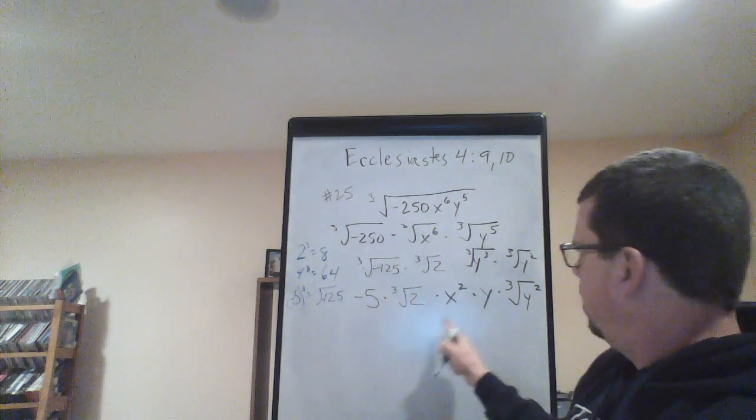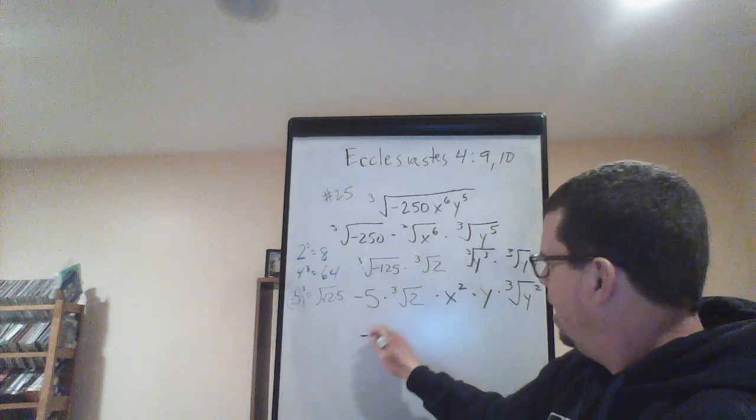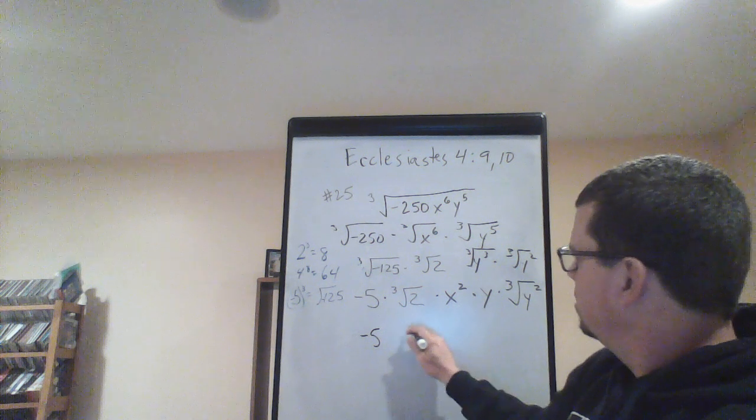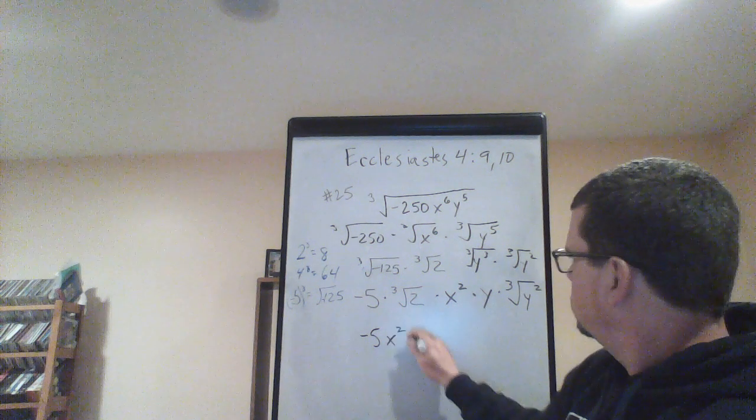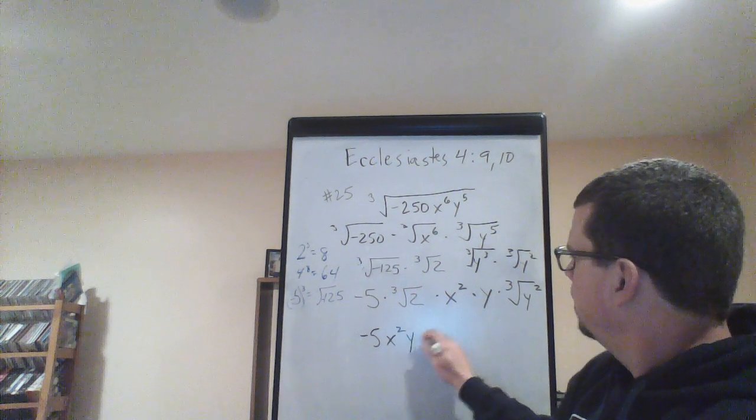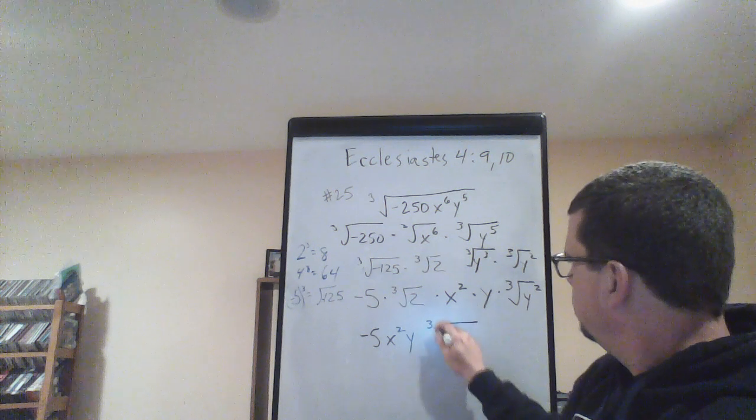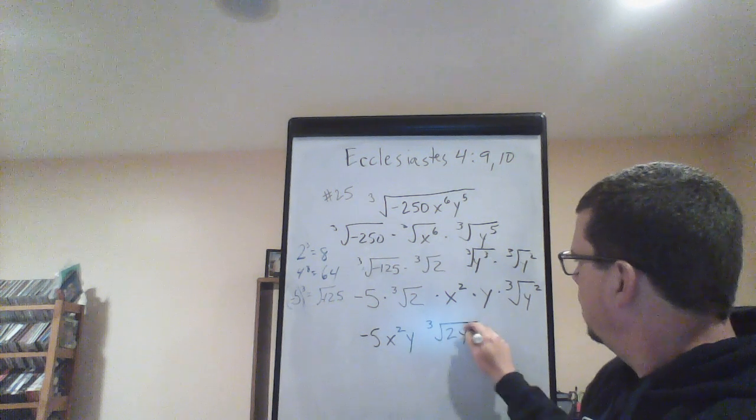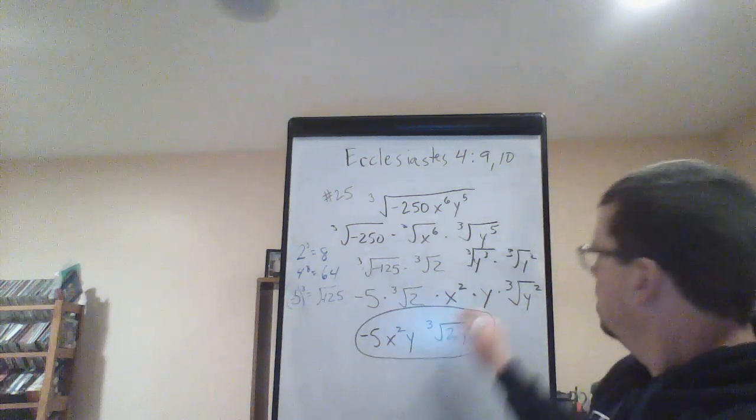All right. And so now I can rearrange some things. So I've got negative 5, because again, it's all multiplication. So it's negative 5 times x squared times y times the cube root of 2y squared.